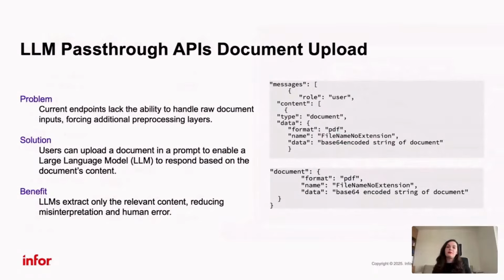So first, let's talk about the capability of uploading a document as part of the LLM pass-through APIs, prompts, and messages. Before, in order to provide the context from specific written documents as part of your prompt, you needed to do some pre-processing to first extract the text, put it as part of the prompt, and then get the results back from the large language model. Right now, you don't need to do it. You can just upload the base64 encoded document as part of the JSON body and get the response back from the LLM.